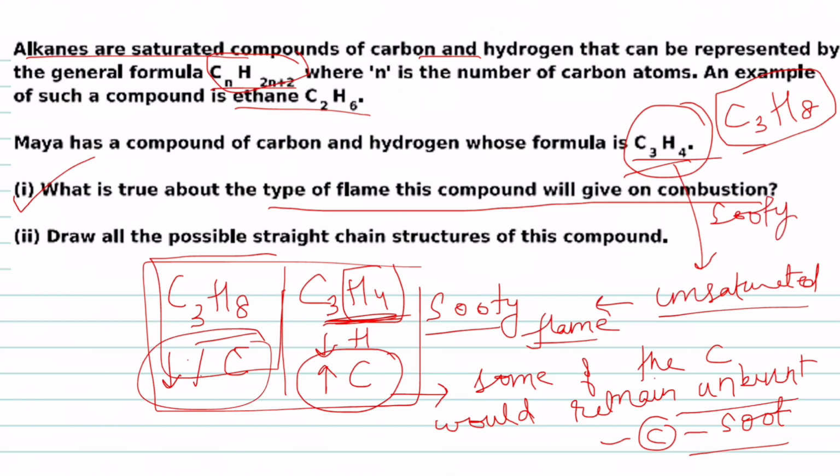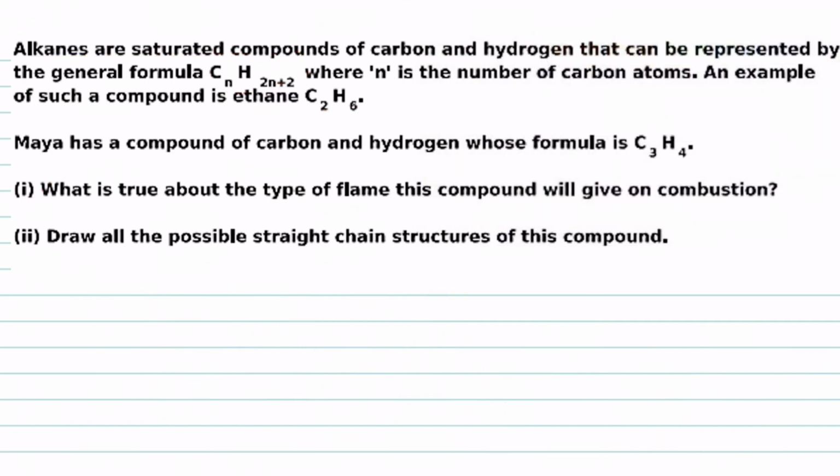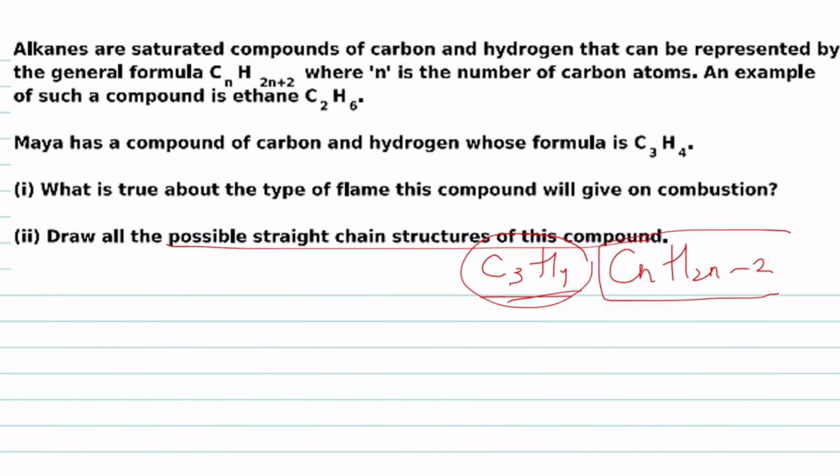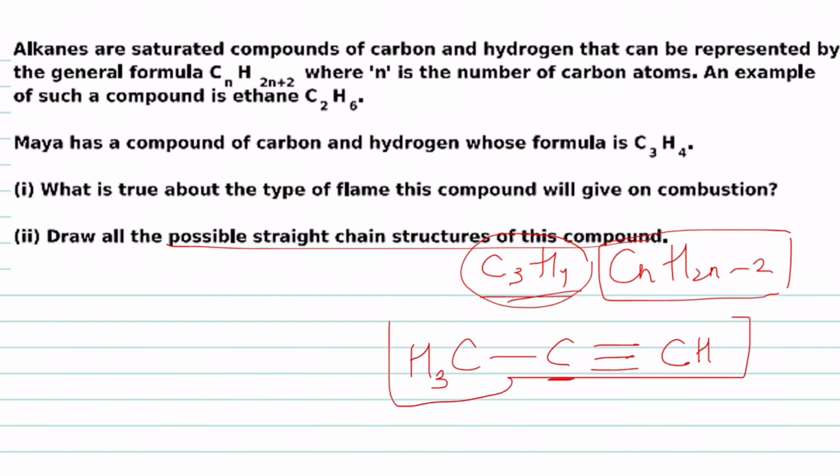Draw all the possible straight chain structures of this compound. Let's see. So we have C3H4. One of them would clearly be an alkyne, propyne, because this formula fits CnH2n minus 2, which is the formula for alkyne. So 1, 2, 3, place a triple bond here, right? And then just saturate it with hydrogen. There will be 1 hydrogen here and 3 hydrogens here. None here because the valency of carbon is already completed, right? So this is definitely one structure.